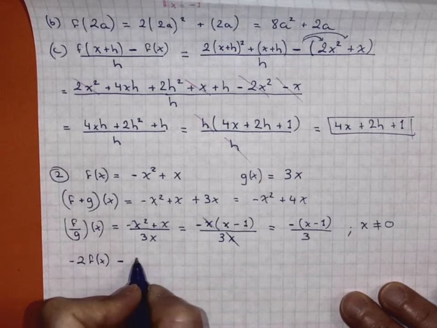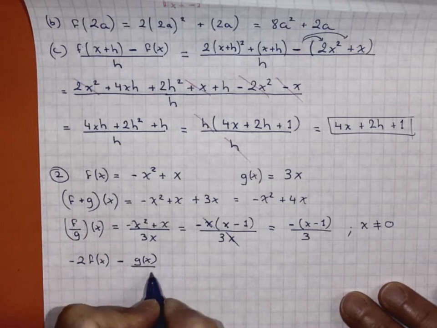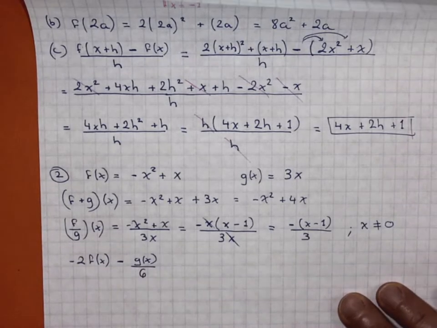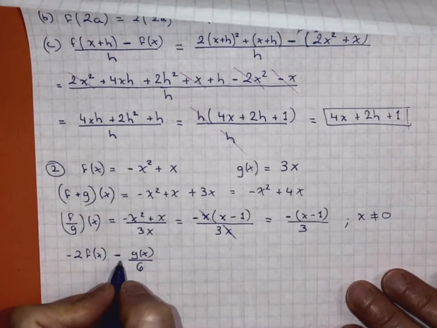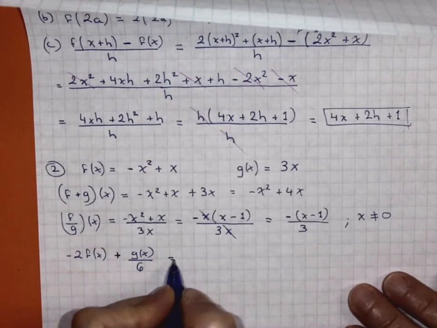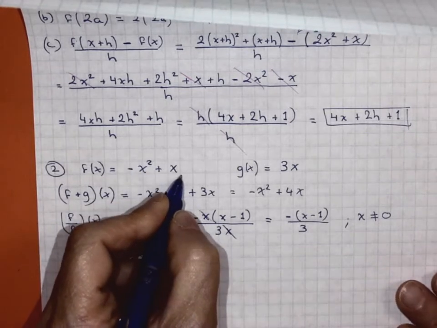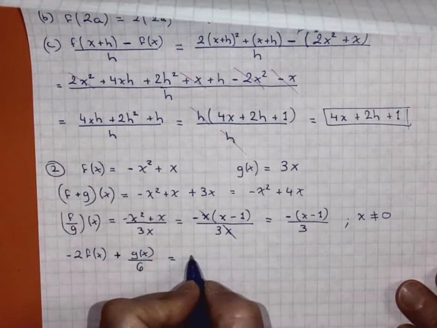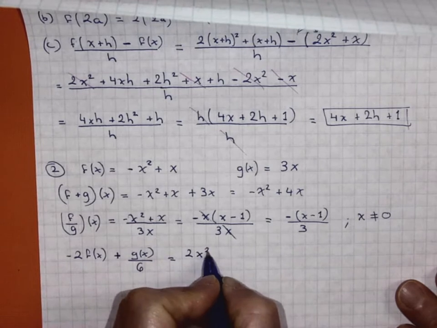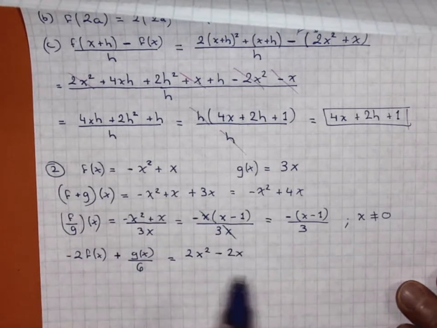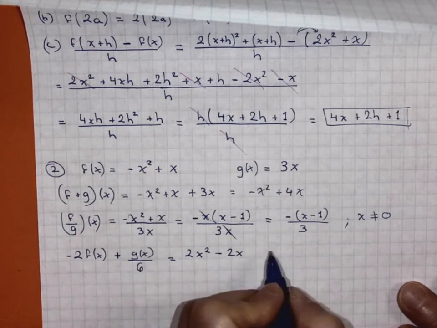Let's do g of x over 6, for example, right? So let's do plus here, why not? So negative 2 times f of x means you just take that function and you multiply it by negative 2, right? So this time negative 2 is 2x squared, and then x times negative 2 is negative 2x, and then plus g of x divided by 6.